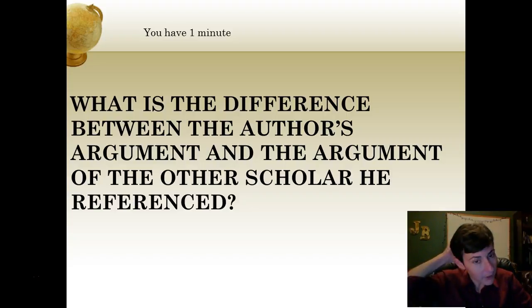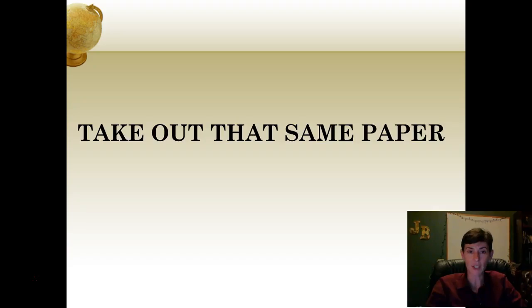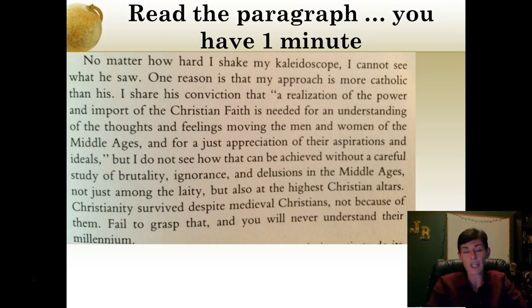All right, now you should have had your minute to take a look at this source. So what is the major difference between the author's argument and the argument of the other scholar he referenced? Well, the author is much more negative about the Middle Ages. The previous author he talks about, let's go back to that passage for a second. "No matter how hard I shake my kaleidoscope, I cannot see what he saw. One reason is that my approach is more Catholic than his." Catholic, in this context, does not mean the Catholic Church. It means universal. If you look up the word Catholic, it actually means universal. So his approach is more universal or broad than his is.